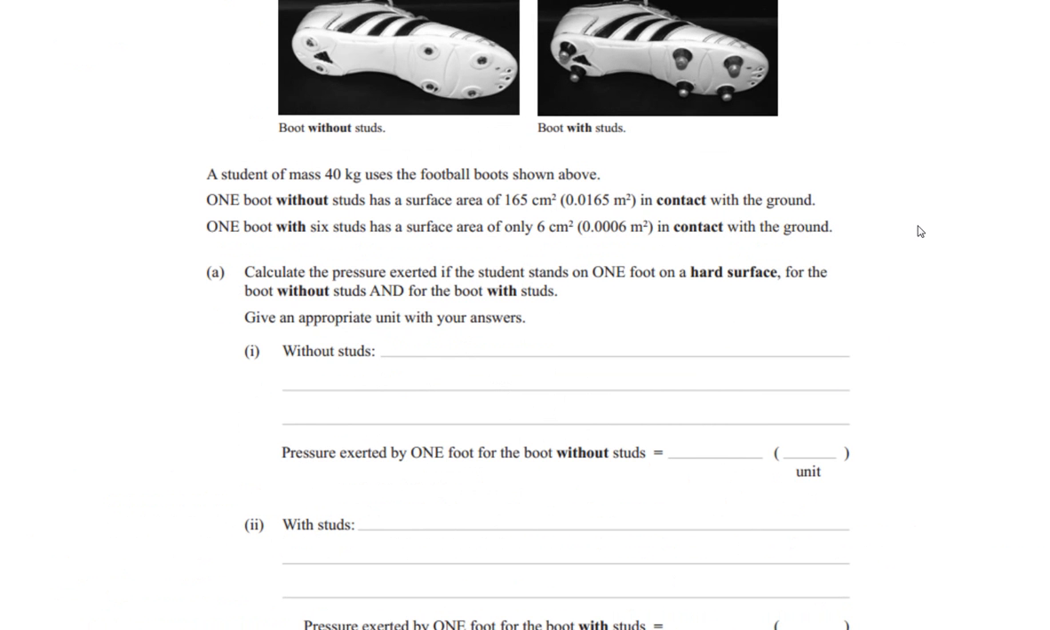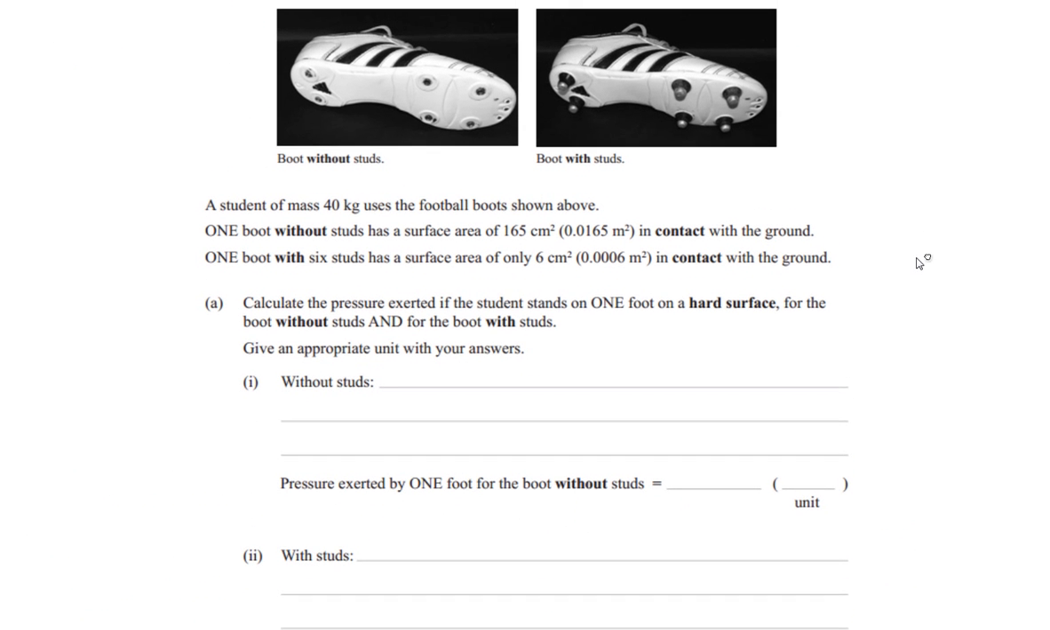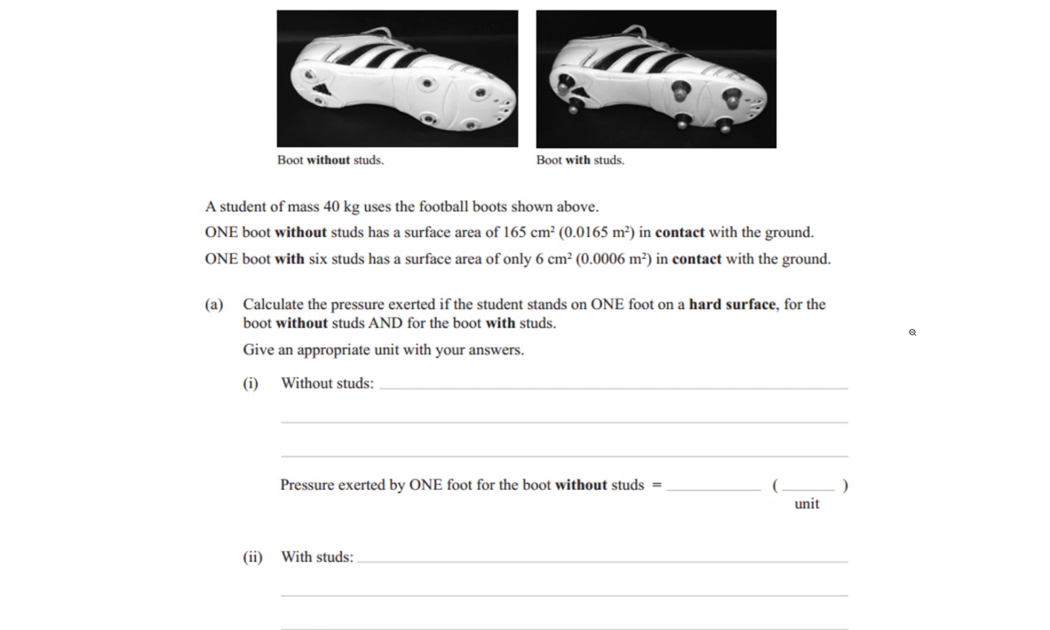So here we go. We've got an example with some rugby boots. A student with a mass of 40 kg uses the football boots shown above. One boot without studs has a surface area of 165 centimeters squared. Now they've been nice enough to give us that in meters squared. So area is always measured in meters squared, is in contact with the ground. One boot with 6 studs in it has a surface area of only 6 centimeters squared. So you can imagine that it's a lot less.